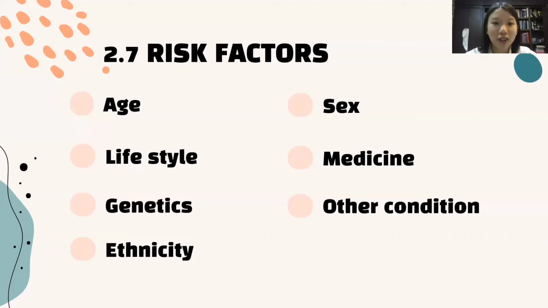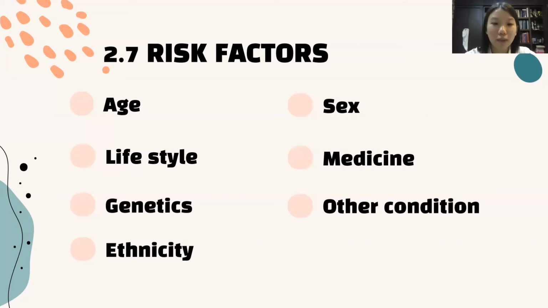The first one is age. Vasculitis mostly happens at any age, but some kinds of vasculitis are more common in certain ages of people, such as Buerger disease that affects men younger than 45 years old with smoking history, while Kawasaki disease mostly happens in children under 5 years old.